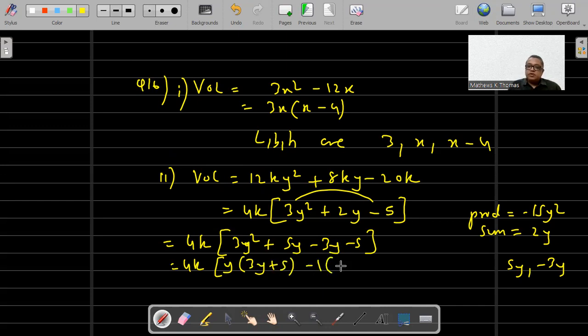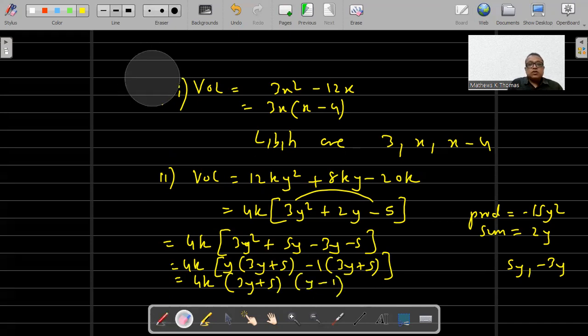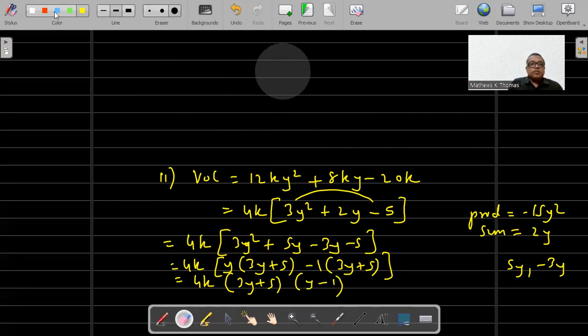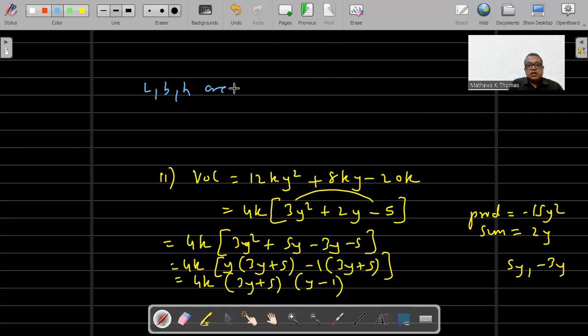Then minus 1 common. Okay, nothing common means 1 is common. There's a negative common. We get 3y plus 5, because when I open, I have to get minus 3y minus 5. So minus 1 I'm taking common. And moreover, these two brackets have to be same. So what is my final answer? 4k. 3y plus 5 is common now. I'm taking common. What is left here is y minus 1. Therefore, final result, I've got length, breadth, and height.